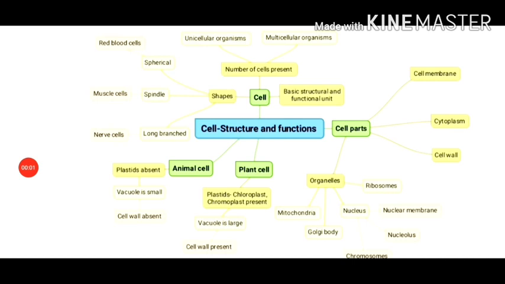There are two activities related to this chapter, that is to prepare a temporary mount of onion peel and human cheek cells. The link of these activities will be given in the description box of this video lecture.